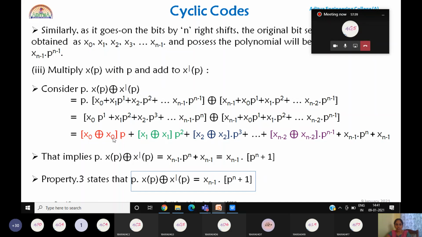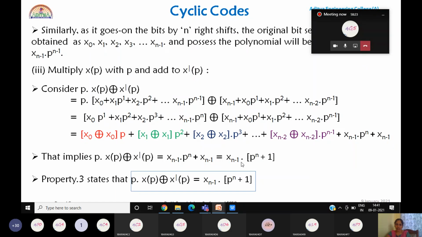Now here x0 XOR x0 is 0. So the XOR of the same inputs results in 0. So all these values are 0 except the p power n constant and p power 0 constant. So what is the constant for p power n? Xn minus 1. And what is the constant for p power 0? That is also xn minus 1. So finally, if you take p into x of p plus x dash of p, here plus represents the modulo 2 addition or XOR operation, so you will get xn minus 1 into p power n plus xn minus 1.